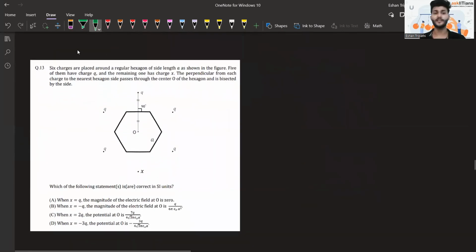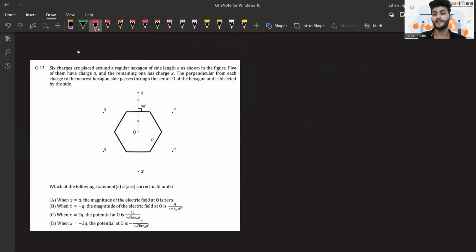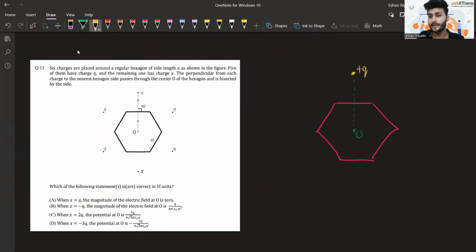Moving to the 13th question now. 6 charges are placed around the regular hexagon. So there is this regular hexagon. And it's given like charges are kept on it. Charges are placed at equal distance by drawing perpendicular bisector on these from the center. So like 1 plus Q charge is present here. Similarly, 1 more plus Q charge here, another plus Q charge here, another plus Q charge here.